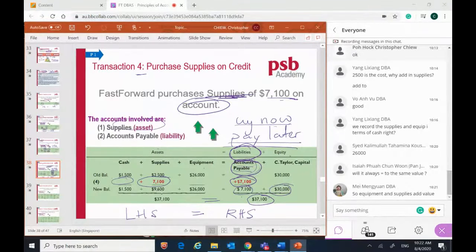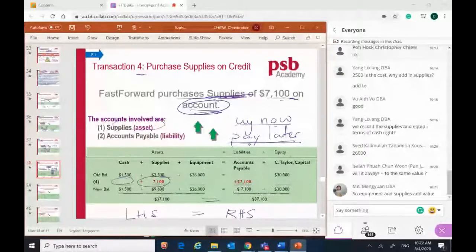But what happened now is when you buy something on credit, on account, you haven't paid, and because you haven't paid, you are owing, there is a liability now. This liability is called accounts payable. And the accounts payable, now you owe 7,100. Can you see that? So it will always be equal like this. The left-hand side, your assets, must be equal to the right-hand side, your liability plus owner's equity. This is how it works.